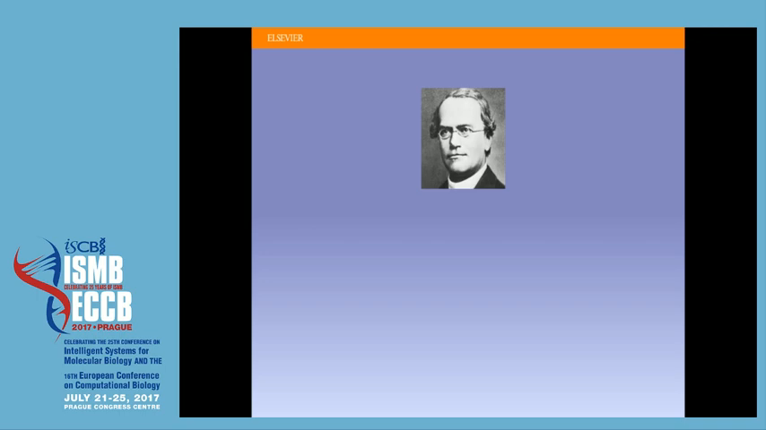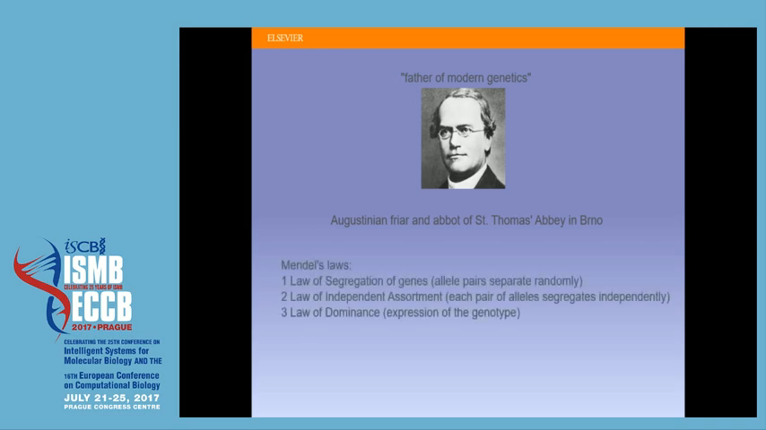Gregor Mendel. Gregor Mendel is referred to as the father of modern genetics. He was an Augustinian friar and abbot in Brno, which I'm told is about 2.5 hours away from here because the roads aren't very good. They're basically redoing the roads. And of course, we all know that he came up with the basic rules of inheritance.